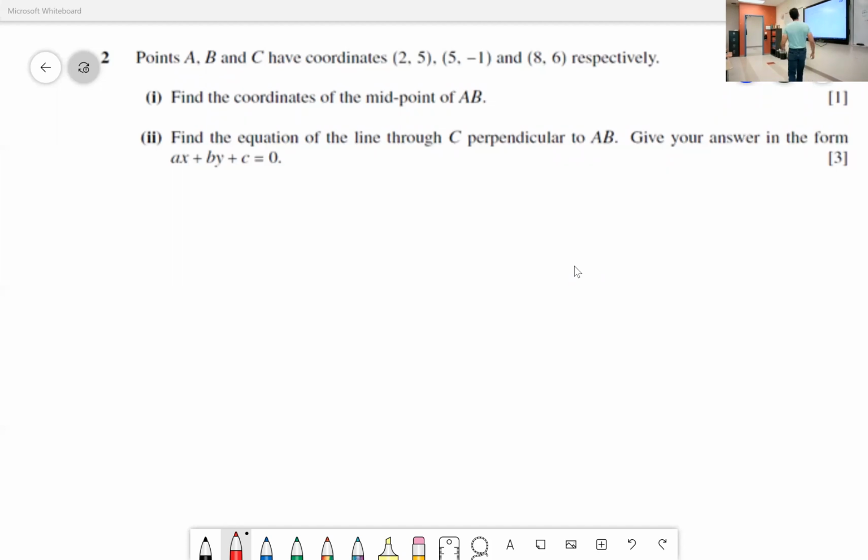So it says find the coordinates of the midpoints of AB. And so I'm assuming A and B are 2, 5 and 5, -1. So let's do that first.